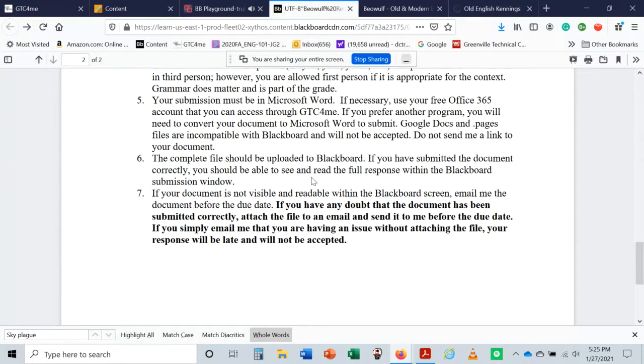If I don't have the file by the due date, then at that point it's late, and if there's not a valid excuse, then it's not going to be accepted. So if you have any doubt, I'd rather you do it correctly and email it to me too than do it incorrectly and not email it to me. If you have any doubt, just send me an email with the document. That's fine.